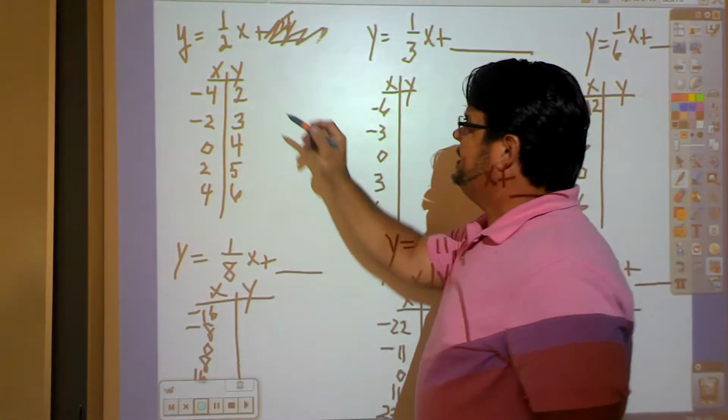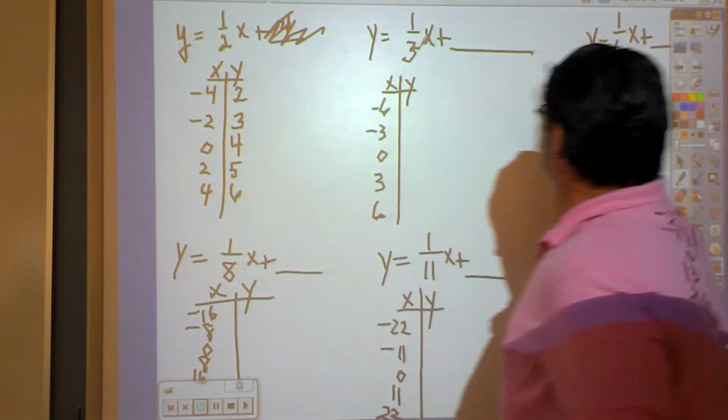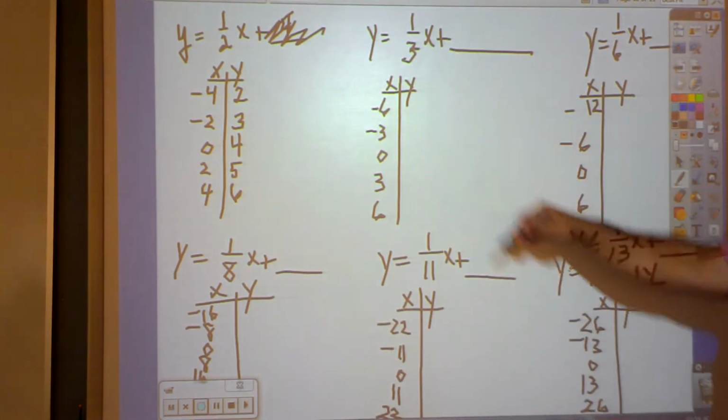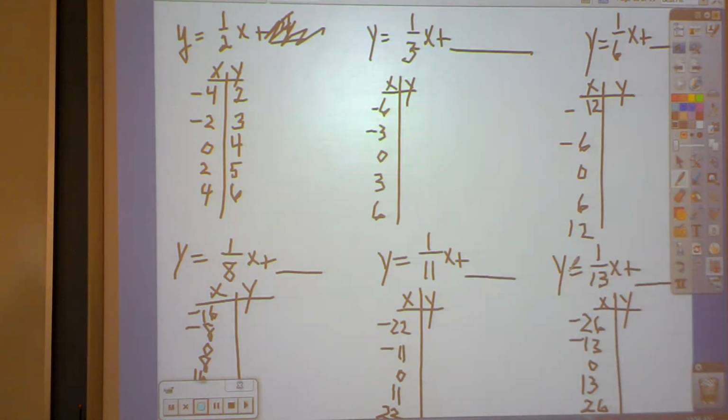I was trying to get you to pick multiples of the denominator. It's a drill, okay? So if I gave you 1/9, what would you do? Look for its denominator. Negative 18, negative 9, 0, 9, 18, there you go. If I gave you 1/15, negative 30, negative 15, 0, 15 and 30. And that's what you would do. Not pick 1, 2, 3, and 4 because that would give you fractions for your y.